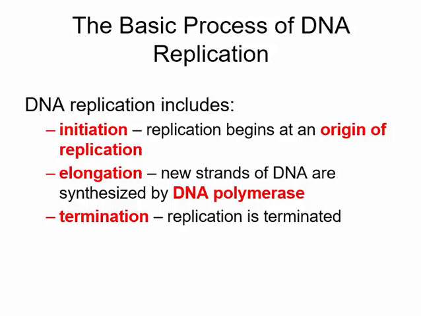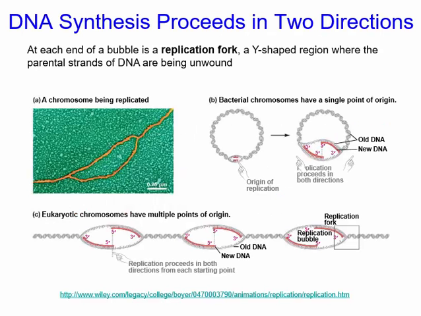Elongation. This is the part where you're extending that new DNA strand. And what does that is the enzyme called DNA polymerase, a very aptly named enzyme. And then, of course, the whole process has to end at some point. So this is where replication is terminated, and we'll see how that happens in different kinds of organisms.